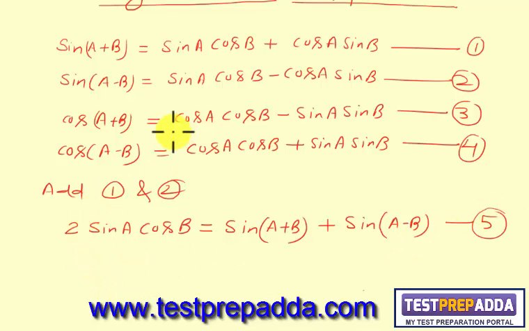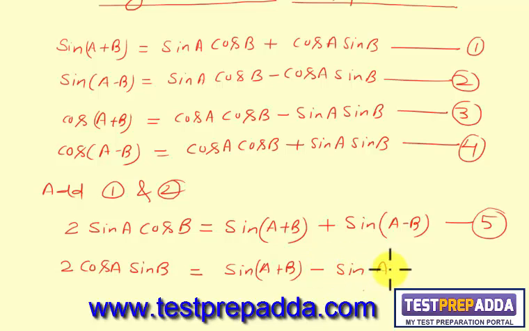Now if you subtract 1 and 2, in that case this sin A cos B will get cancelled. And what will be the result in that case? 2 cos A sin B is equal to sin A plus B minus sin A minus B. Consider this as 6.